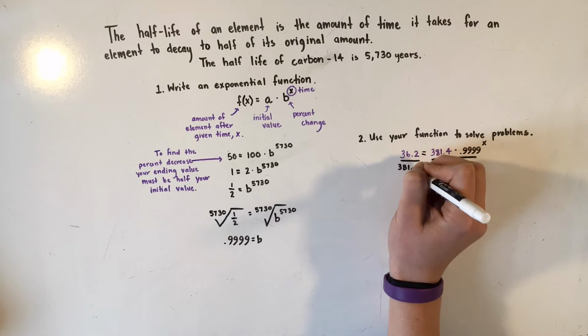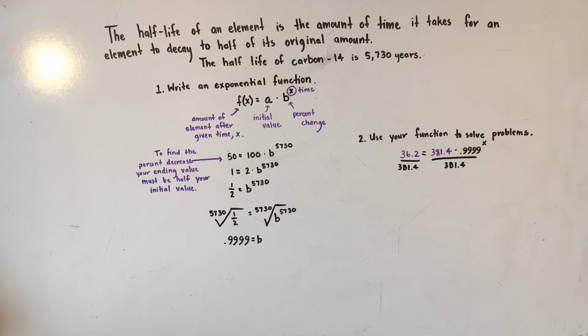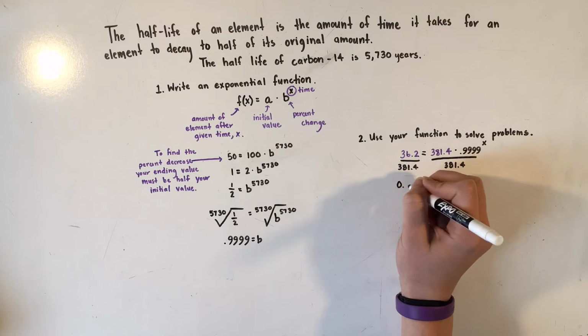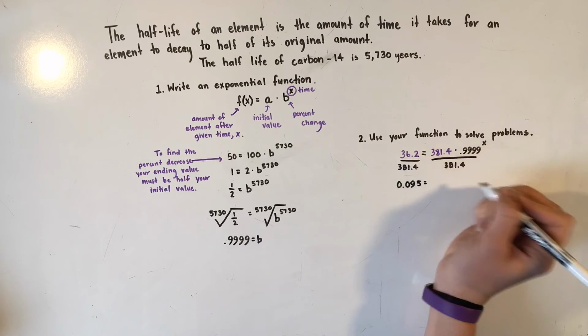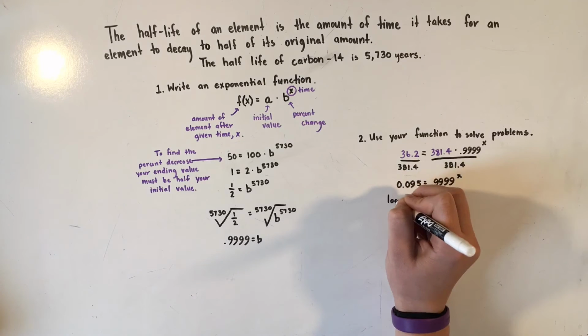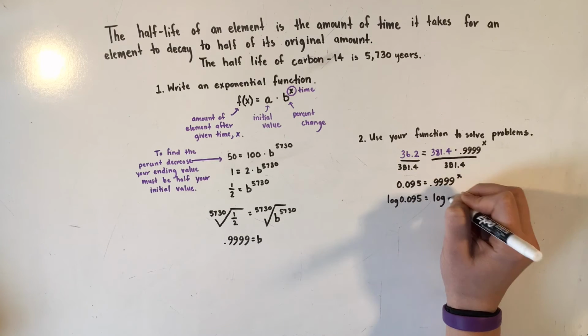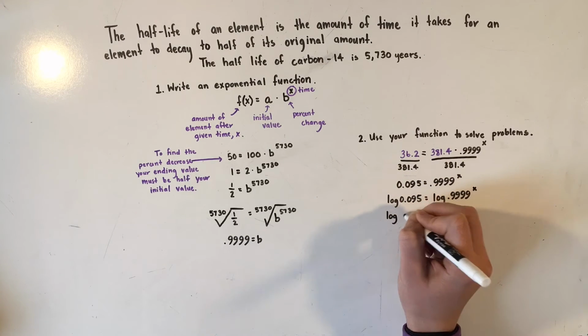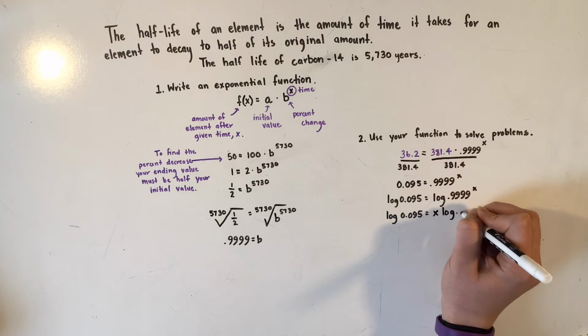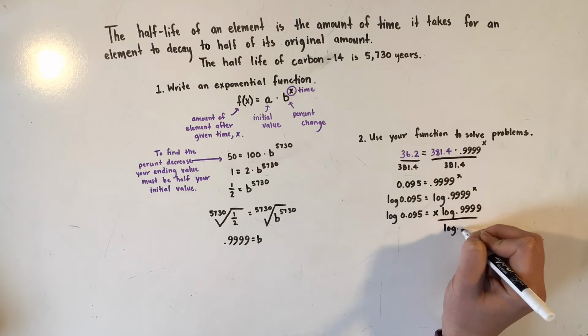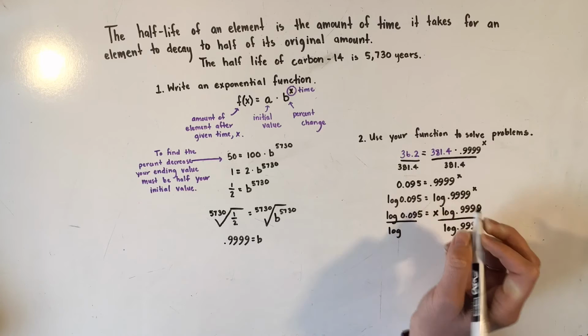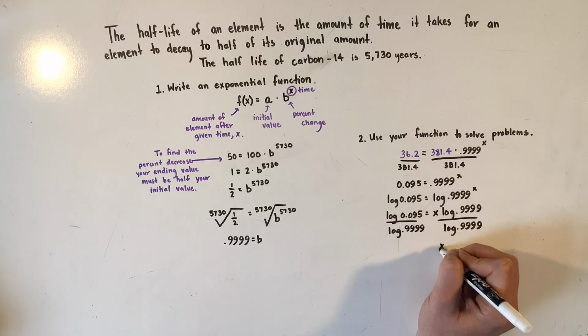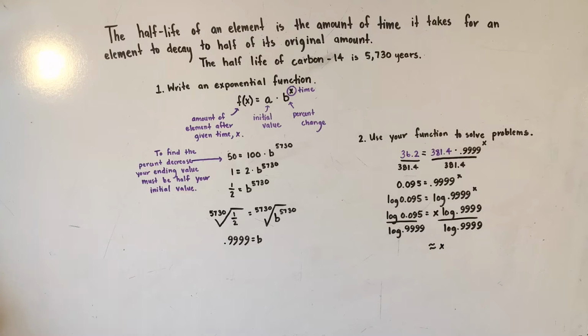Begin by dividing both sides by 381.4. In order to bring the x down out of the exponent, we must now take the log of both sides. Using our properties of logarithms, we can now rewrite this logarithm with the x being multiplied out in front. To get x by itself, divide both sides by the log base 10 of 0.9999.